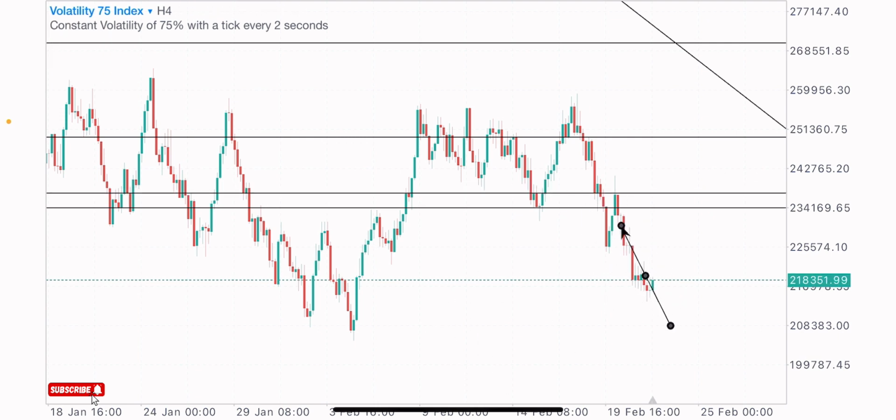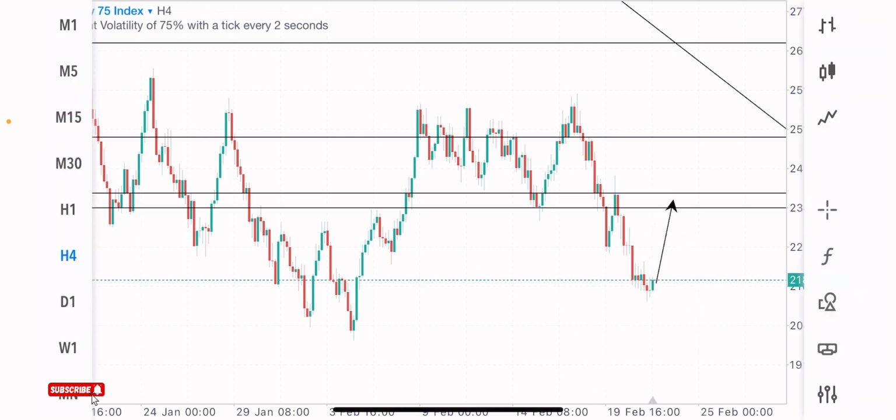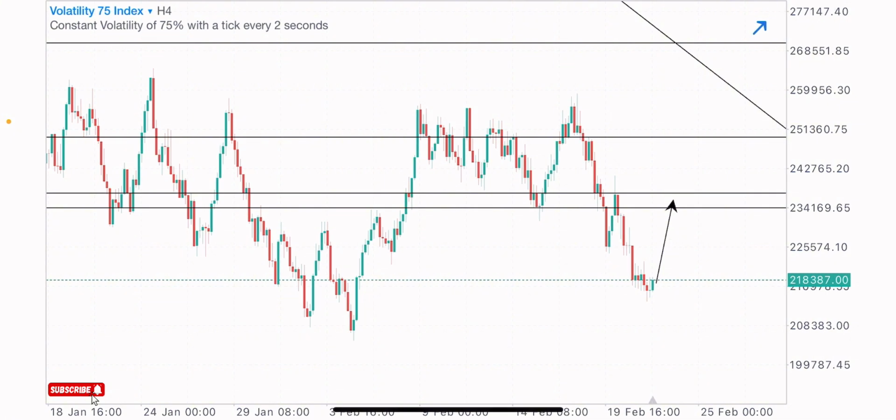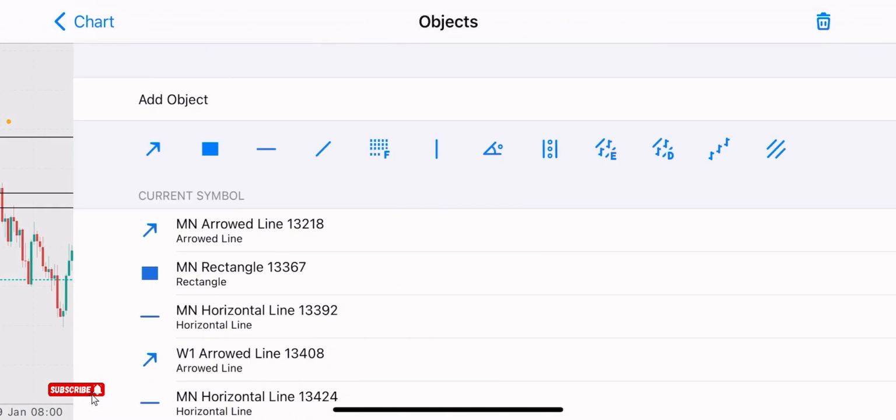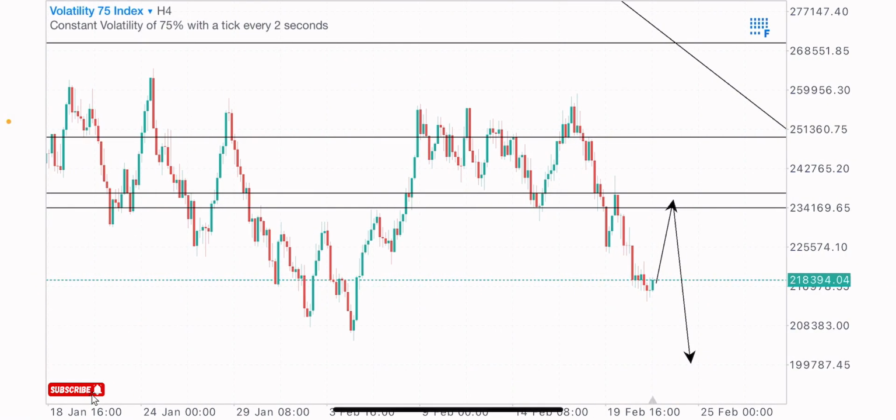I saw this setup earlier, because it's been long since I analyzed this index. Had I seen this break below this level before this retest, I would have shorted this index from this zone. And we've seen how price has been selling after the retest of this level, but there's still a possibility of price coming back to retest this level a second time for more sells, and bringing up a Fibonacci to confirm our retracement point.